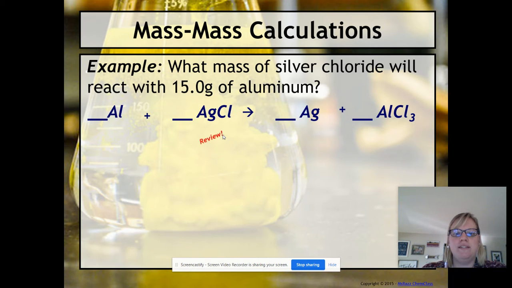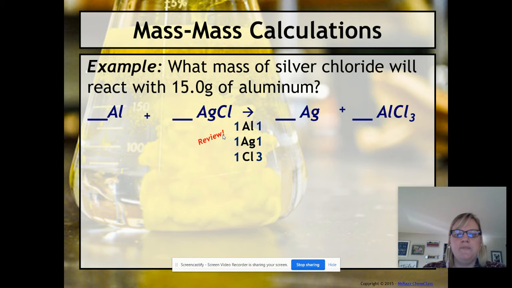Let's just review balancing, okay? So go ahead and, if you need to, write out the elements that are present. So we have aluminum, we have silver, we have chloride on both sides of the equation. To start off, we have 1 of each of the aluminum, silver, and chloride on our reactant side. On our product side, we have 1 aluminum, 1 silver, but 3 chloride.